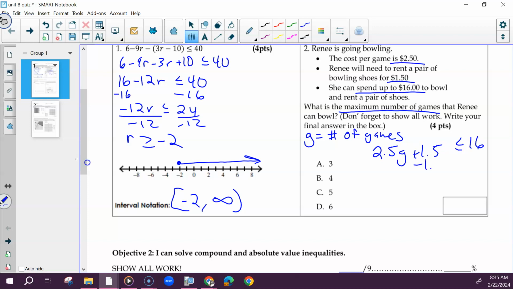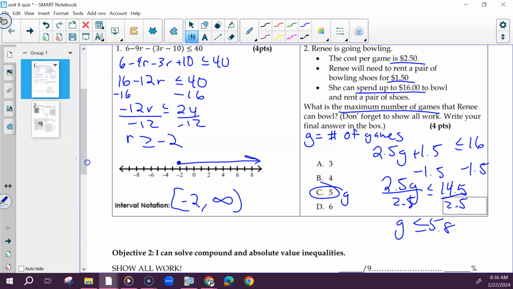And then get rid of 1.5 and divide. So that g was less than or equal to 5.8, but we can't have 0.8 of a game, so that would round down to 5.